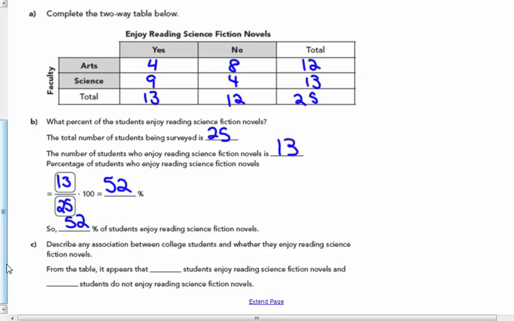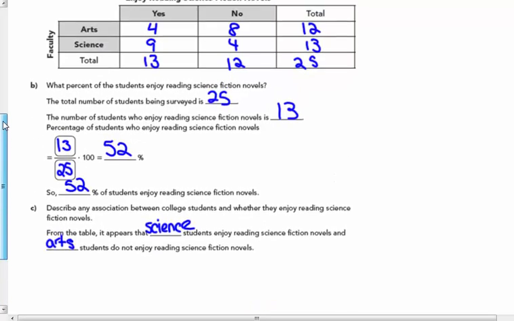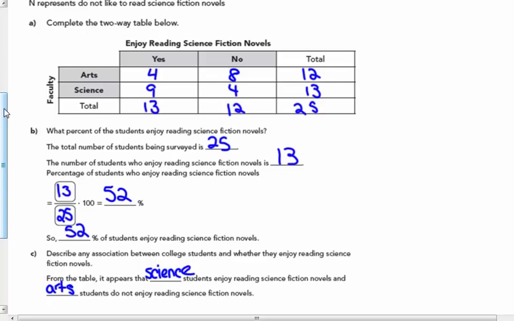Describe the association in these college students. Well, from the table, it appears that science students enjoy reading science fiction novels, and people who are in the arts classes do not enjoy reading science fiction. That's what that survey says, that the science people enjoy reading it more than the arts people do. So 4-9, right?